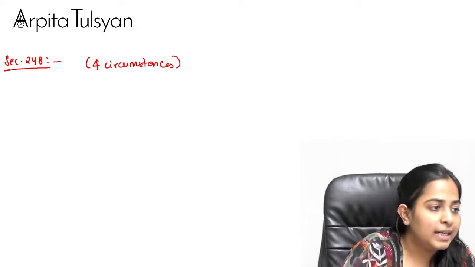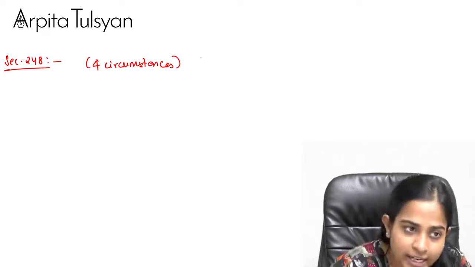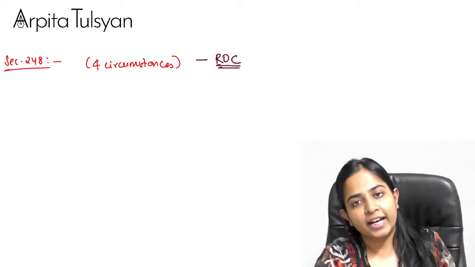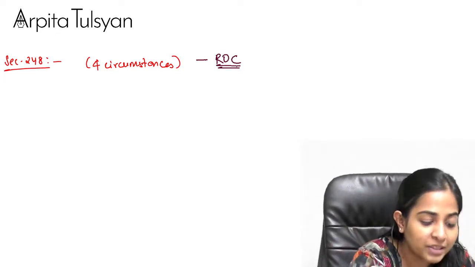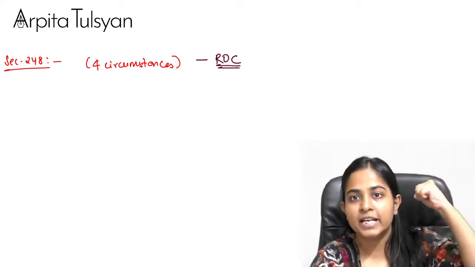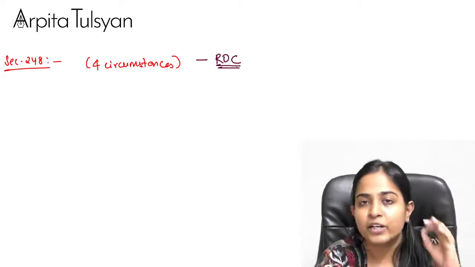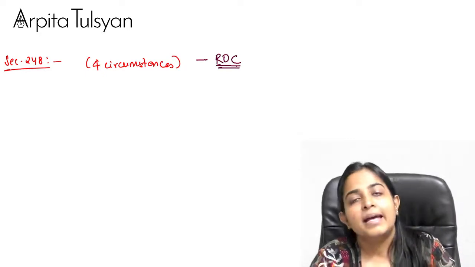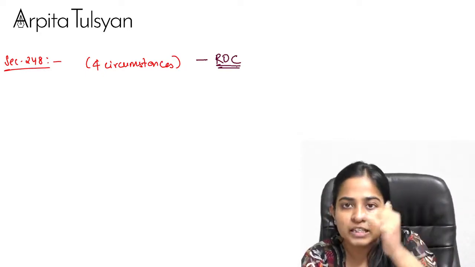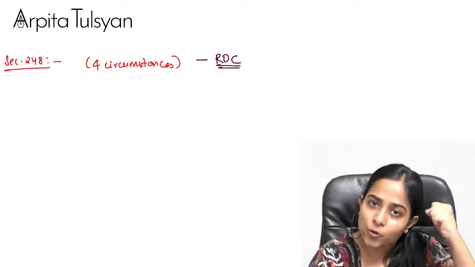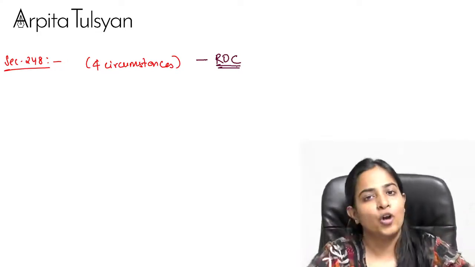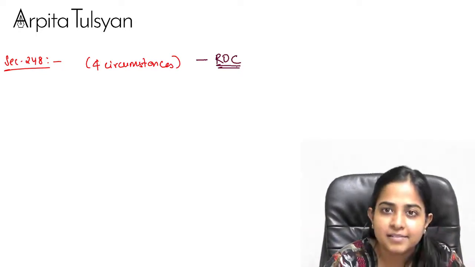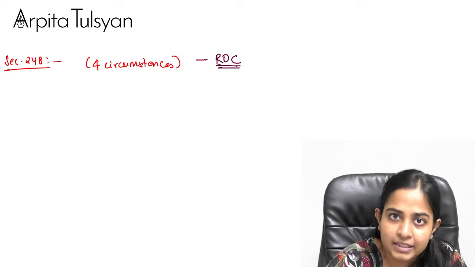Now let's try to understand what are the 4 cases where ROC has got a right to strike off your name from the register of the companies. ROC has got that power. Whenever you register yourself as a company, ROC puts your name in the register of active companies. So if any of these 4 circumstances gets attracted, then ROC has the power to remove your name, or strike off your name from the register of companies. Very clear with this? Yes.